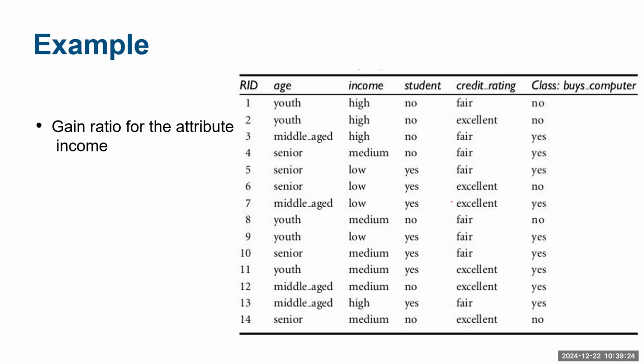So what is the gain ratio for attribute income? Okay, I have this example. I have the data: age, income, student status, credit rating, and I want to predict whether or not they will buy my computer.